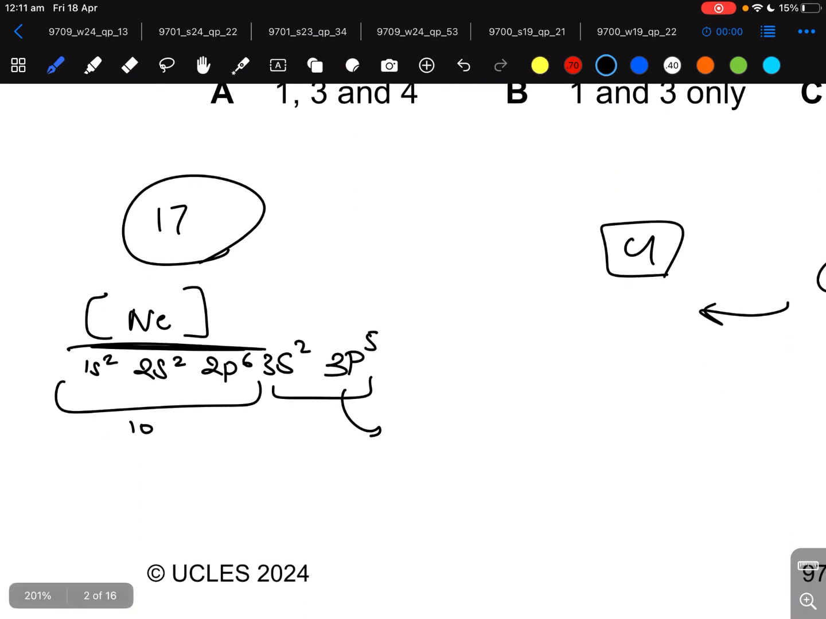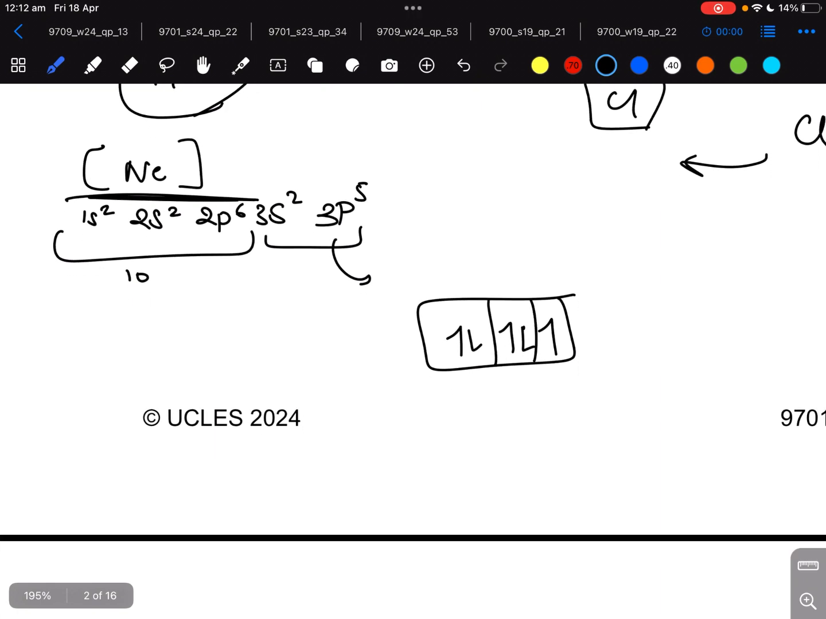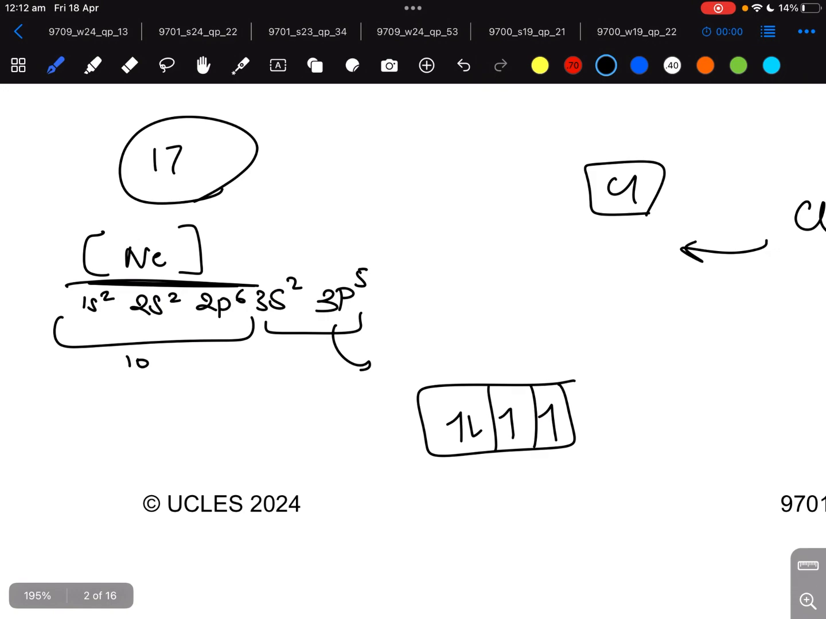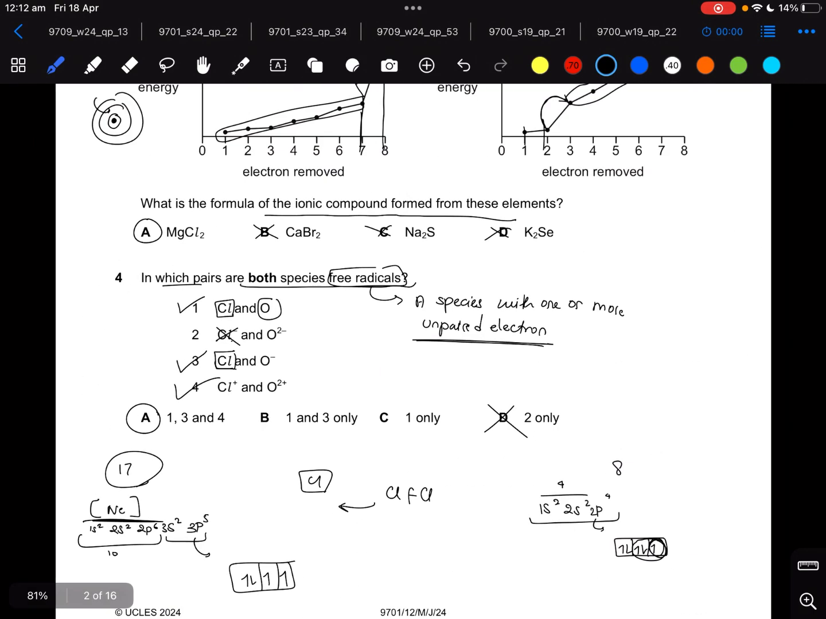So let's look at the orbitals here. 1, 2, 3, 4, and 5. So if you lose this, now it's even more of a free radical. So 4 is right, so it's A.